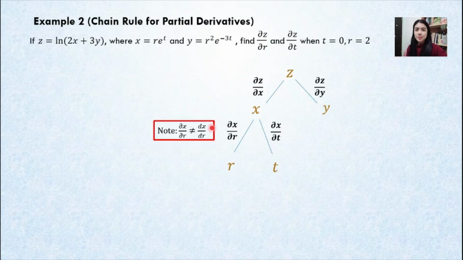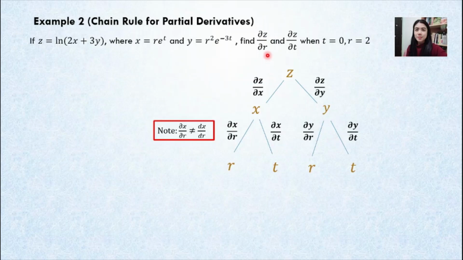Okay, dx/dr is when your equation has only one variable. So then let's just look at the y. For y, we have r and t, so that means you're going to have two branches: one with r and one with t. Moving from y to r will give you ∂y/∂r, and moving from y to t will give you ∂y/∂t.